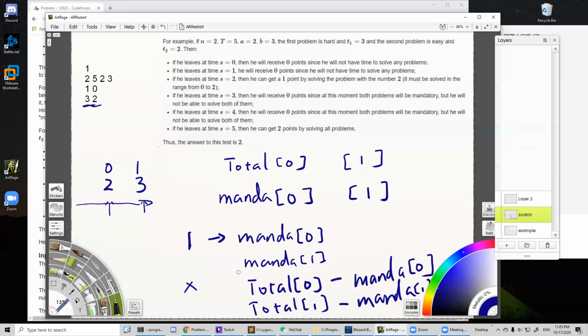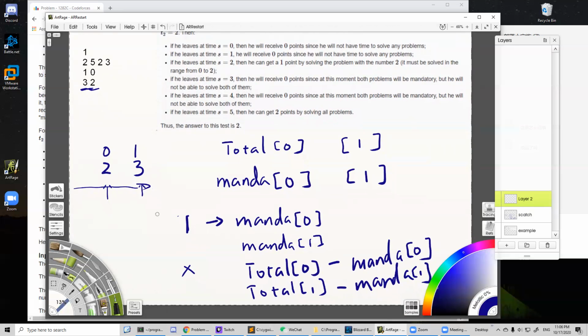So in this way, we can make sure that we make full use of the time we got. And also, we can make sure that we solve all those mandatory problems, right? So let's use this algorithm.